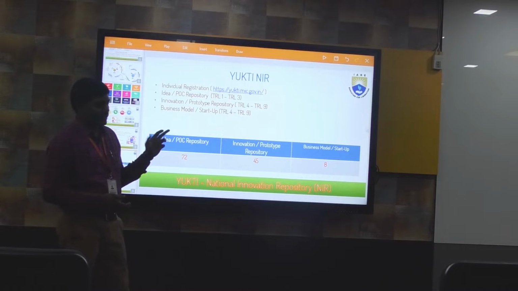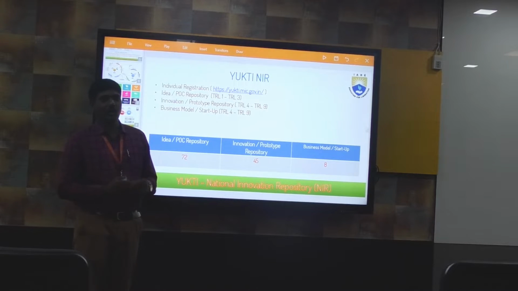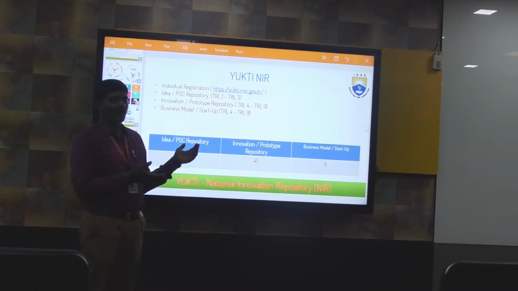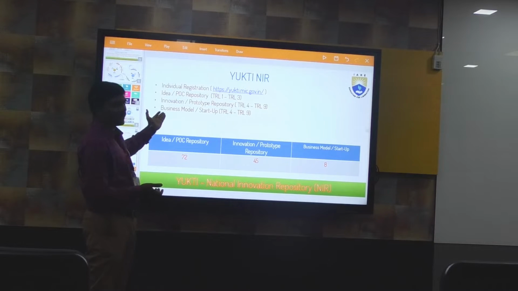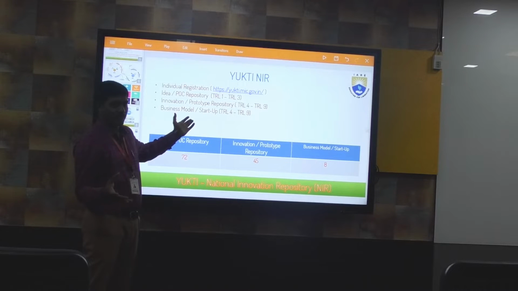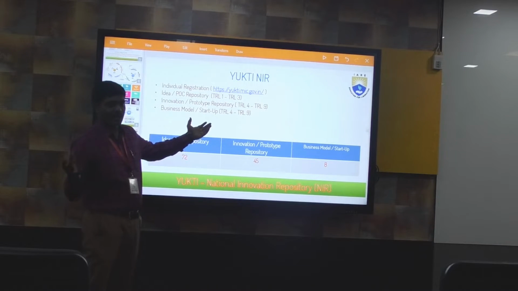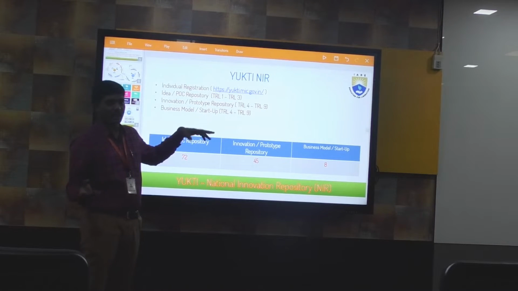This is defined in a proper structure. Even when we talk about the EXCEED courses, at the end they have to submit one final report. What kind of report do they have to submit? As per this NIR, they have given formats for all 3 cases. If they have an IDR POC, there is one format. If there is an innovation or prototype, there is another format. And if they have a business model and startup, there is another format.